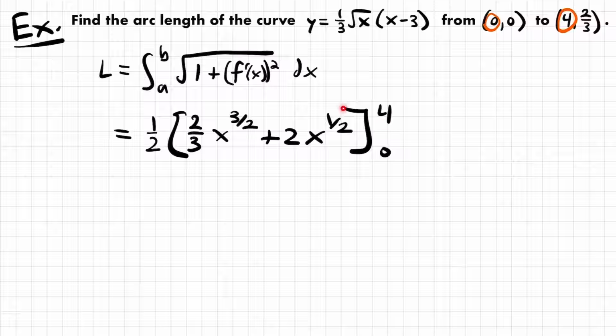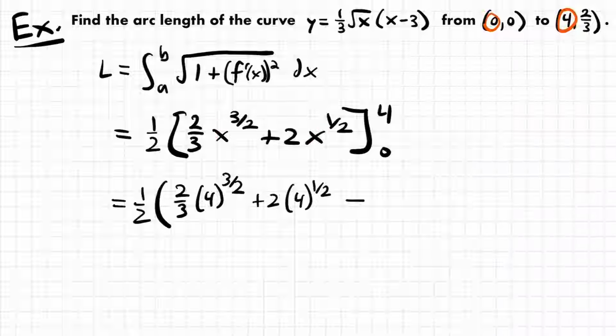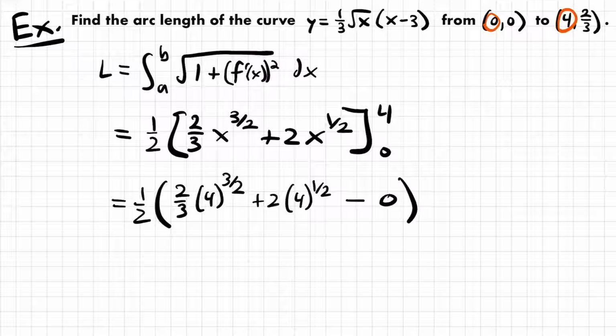And so if we plug 4 into this expression, we will have that this is equal to 1/2 times 2/3 times 4 to the 3/2 power plus 2 times 4 to the 1/2 power. And then we will subtract plugging 0 in. But 0 plugged in for x is just going to produce 0 because 0 to the 3/2 power is 0. Times 2/3 is still 0, plus 2 times the square root of 0, or 0 to the 1/2 power. That's just 0, and so both of these terms are 0, and so we're just subtracting 0.